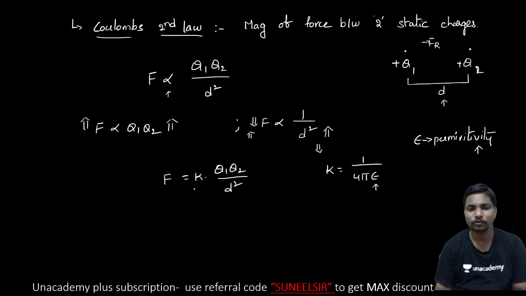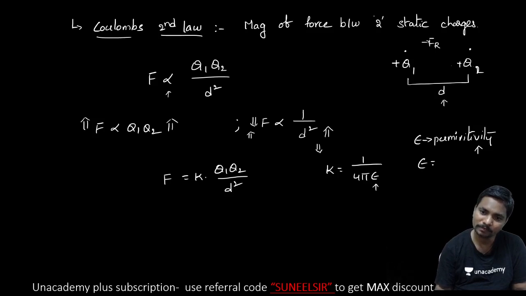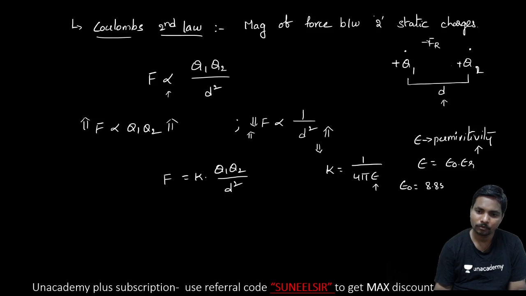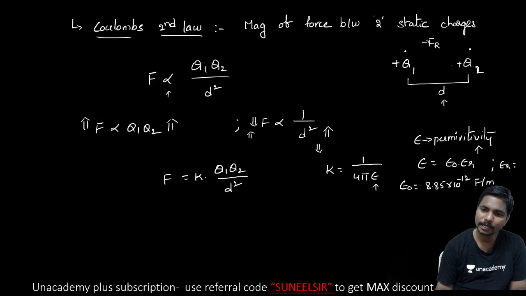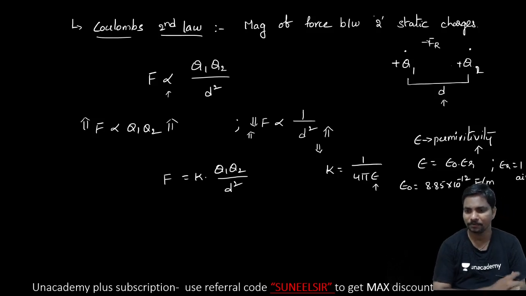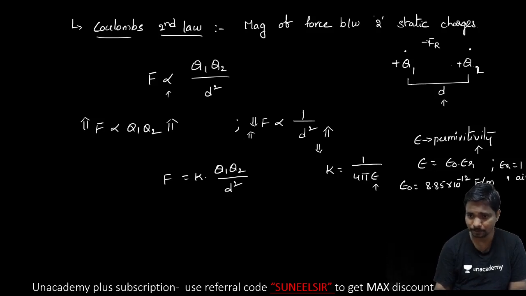So we can say that the force depends on the permittivity also. We know very well that permittivity epsilon is equal to epsilon naught into epsilon r. The epsilon naught value is 8.85 into 10 power minus 12 farad per meter, and epsilon r for air is equal to 1. Relative permittivity is equal to 1. These units are also very important, friends: permittivity is farad per meter, and relative permittivity has no units.